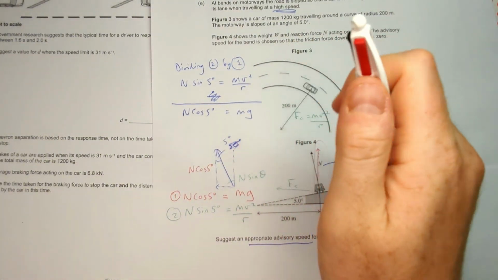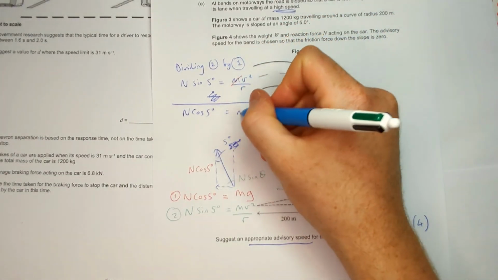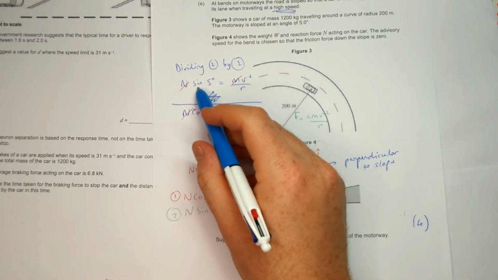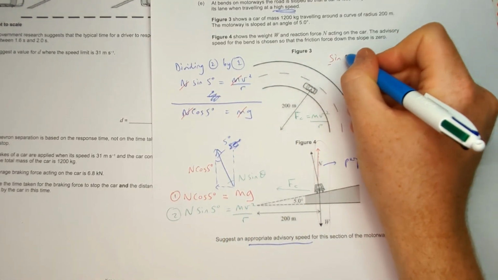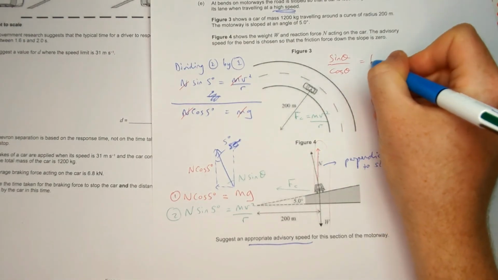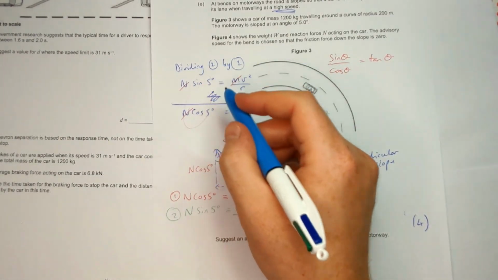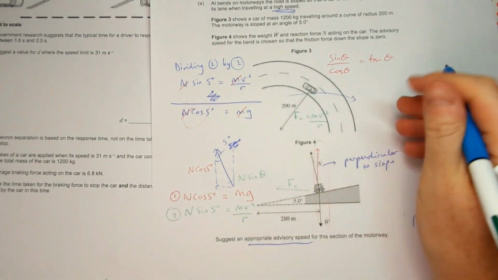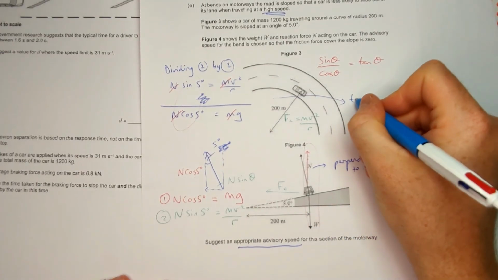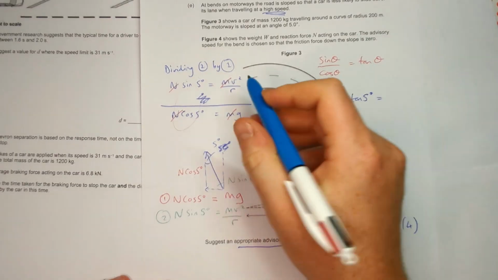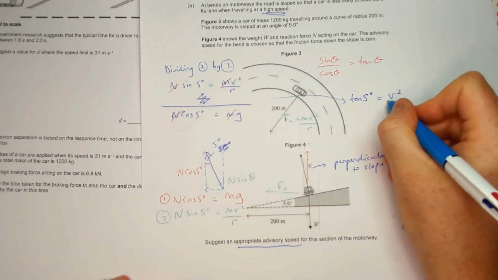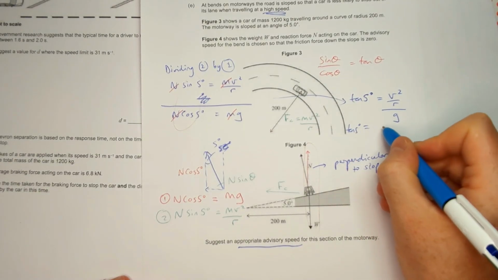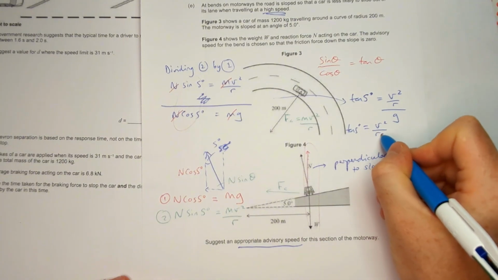I know it looks a bit messy, but stick with it. We're going to have the two m's cancel out, which is quite nice. We have the two N's cancel out, which is quite nice. And we're then going to have sine over cos, theta is always going to be tan theta. So therefore, this whole expression on this side becomes tan theta. So I'm going to go over to this side of the page, just because there's more room. So we're going to have tan 5 degrees equal to what I've got left on the right hand side, v squared over r all over g. That can be neatened up to be equal to v squared over rg.